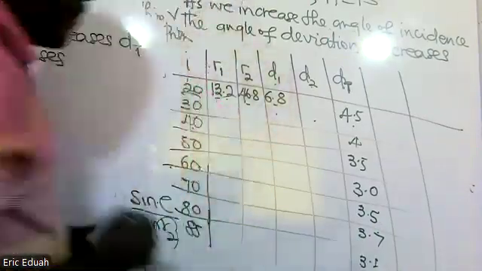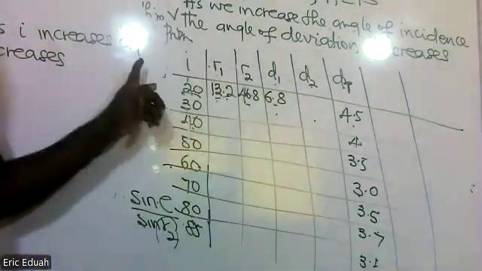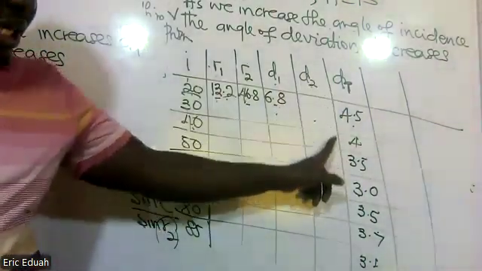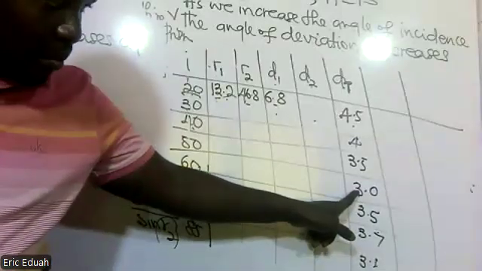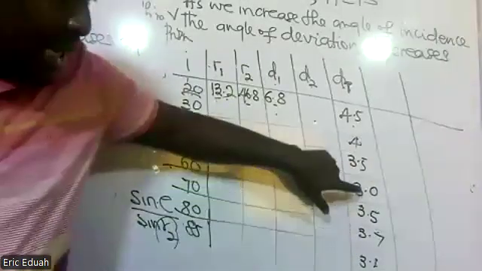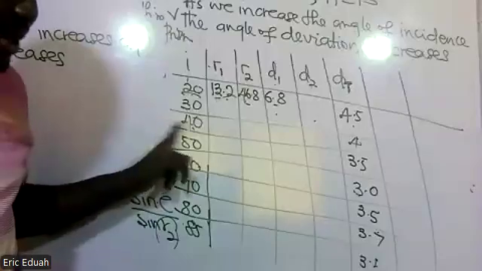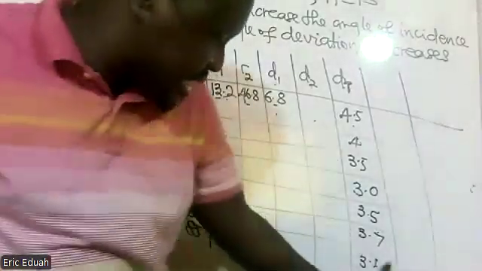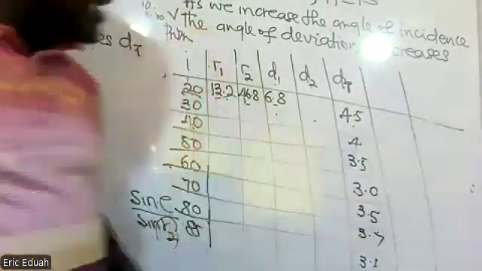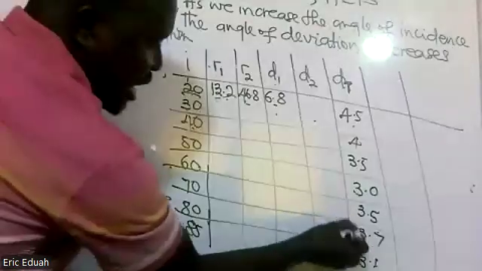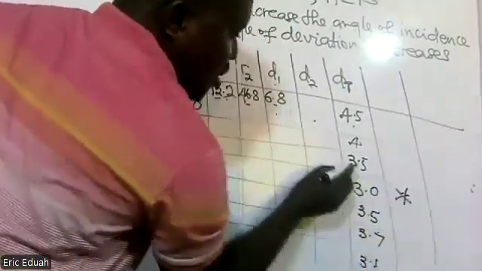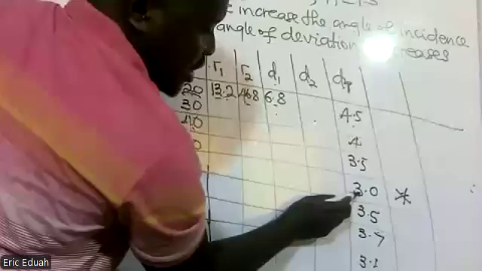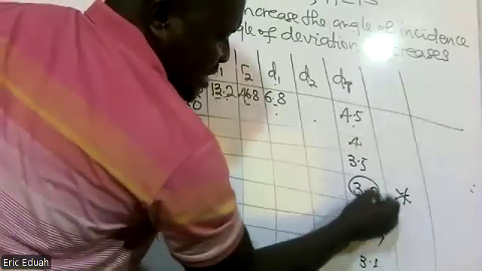So as I increases, D will decrease only to a certain point. And then from there, though I is being increased, D will be increasing. At that point, let's assume that this is the point because it's reduced to the least value. So this is the minimum deviation.